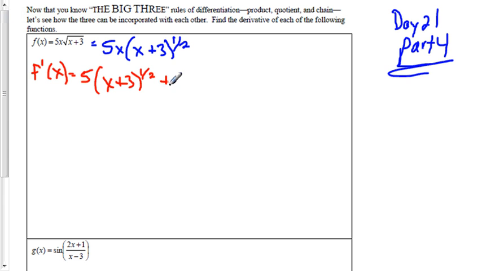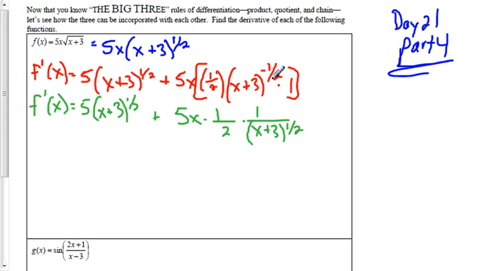And now we're going to add to that the first times the derivative of the second. So here's where the chain rule comes in. So it's going to be 1 half times, and I should put this all in parentheses or brackets, (x plus 3) all to the negative 1 half times the derivative of what was inside. And now we simplify. So all I did in this step was just change the negative exponent to a positive exponent.